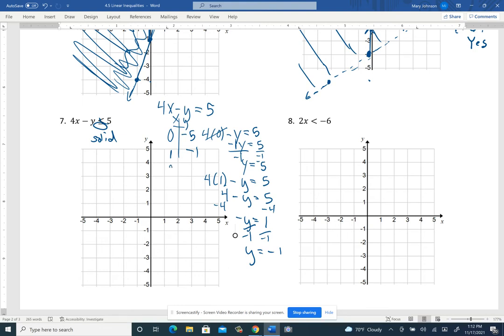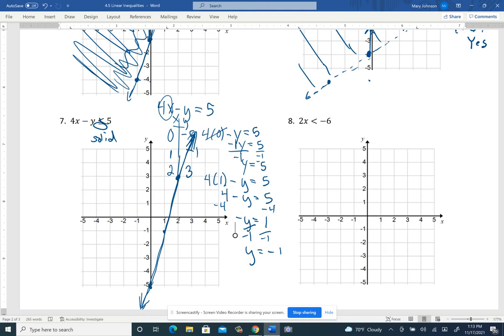If I put a 2 in for x, I can do that one in my head. Do you see how that first term would be 8? So I know I'd have to have minus 3. So the y value would need to be 3. So (0, negative 5), (1, negative 1), (2, 3) should all be on that line. So I'm going to draw a line connecting those, and I've already determined it should be solid. The points on the line work. So you need a solid line indicating that.